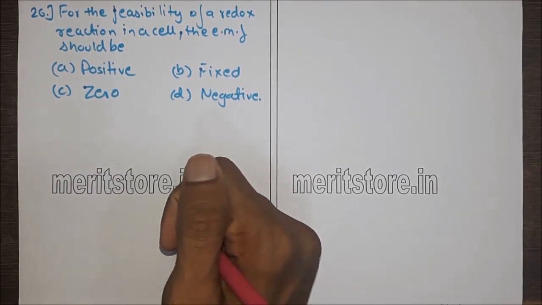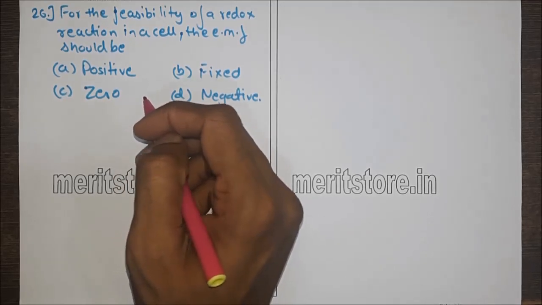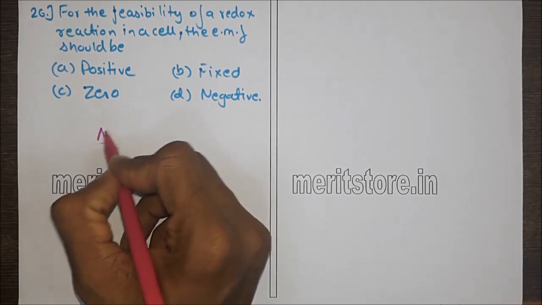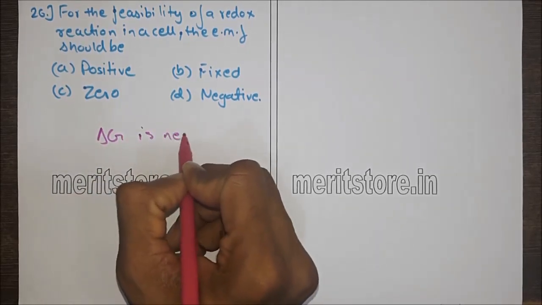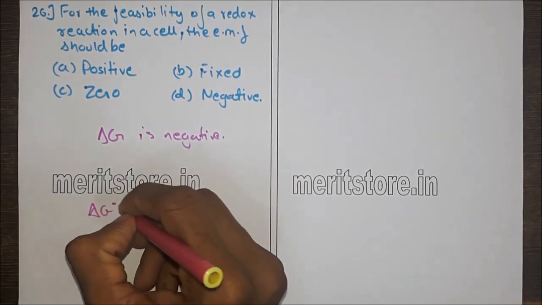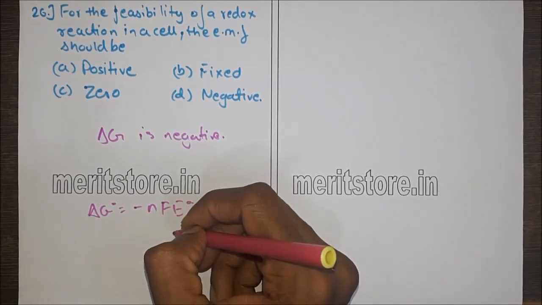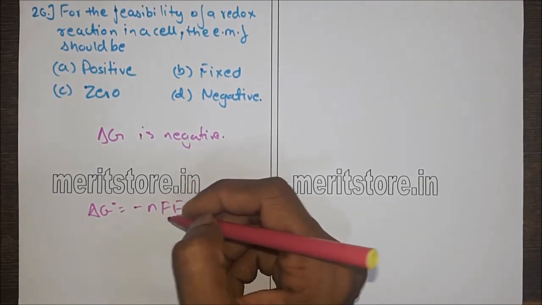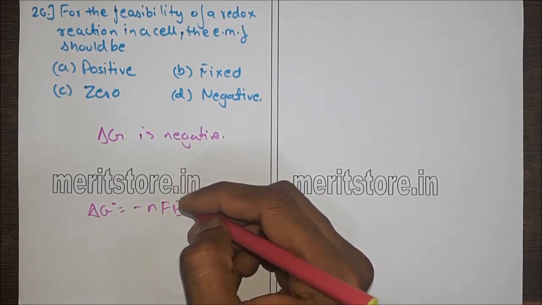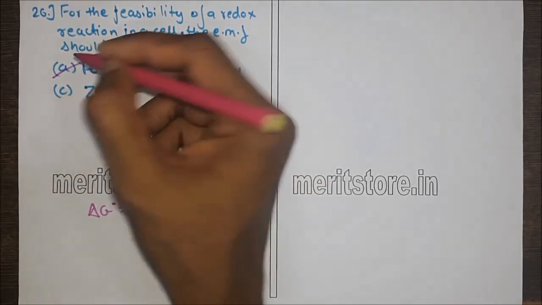Question 26. For the feasibility of a redox reaction in a cell, the EMF should be, we give 4 options. Any redox reaction will occur spontaneously if the free energy change delta G is negative. That is, delta G equals minus nFE0, where n is the number of electrons involved, F is the Faraday, and E0 is the cell EMF. So delta G can be negative if E0 is positive. Therefore, option A is the correct answer.